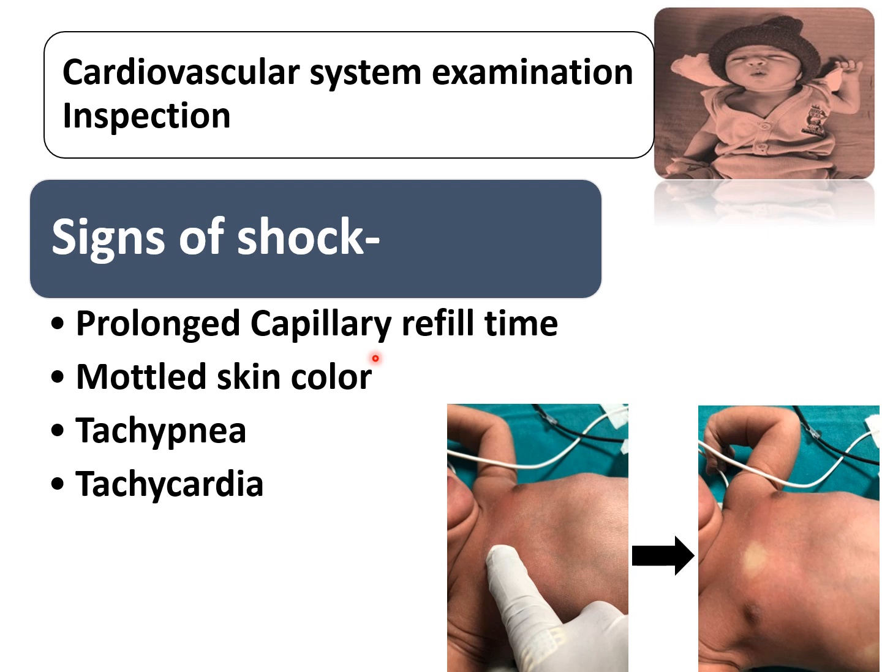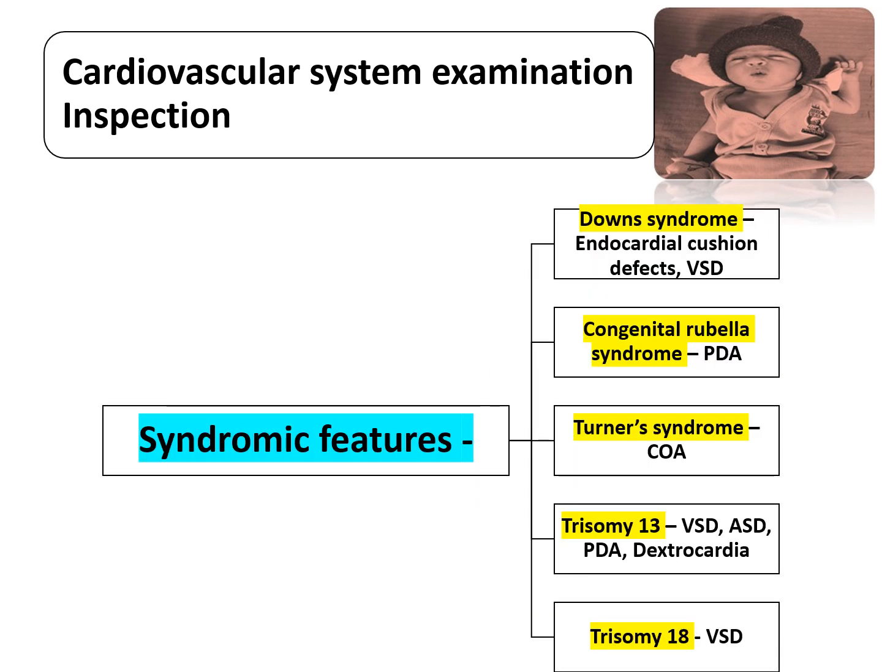Prolonged capillary refill time, mottled skin color, tachypnea, tachycardia all suggest that the patient is in shock. Then check for syndromic facial features. If the baby has Down facies, then endocardial cushion defect or VSD can be there.